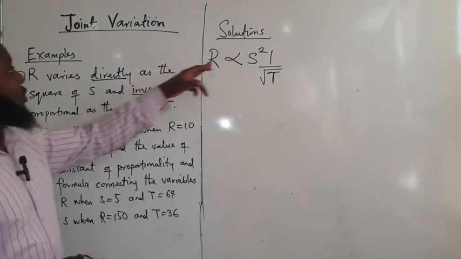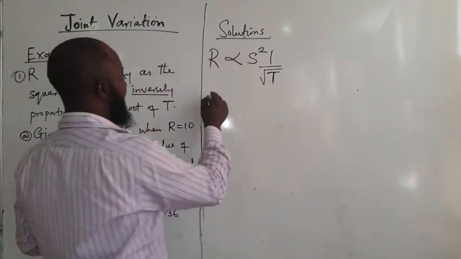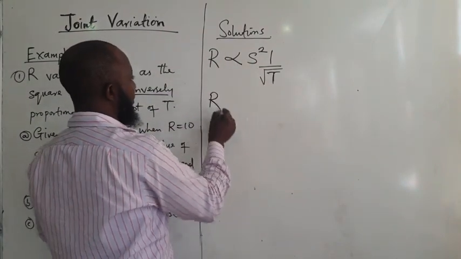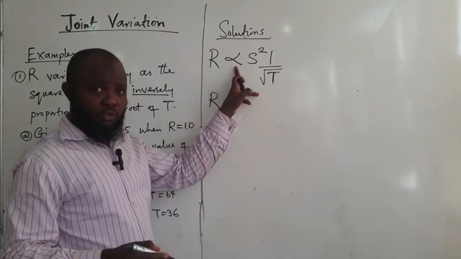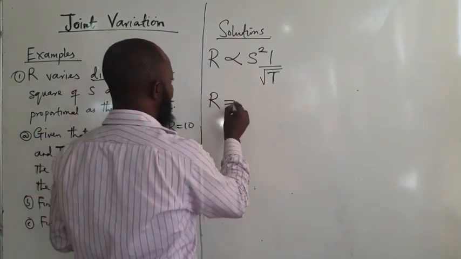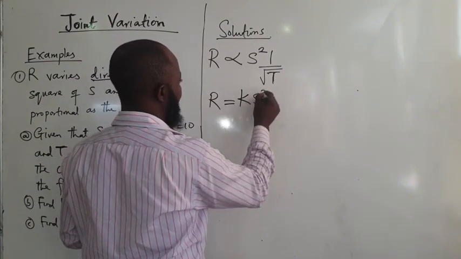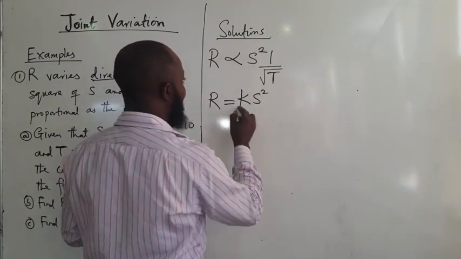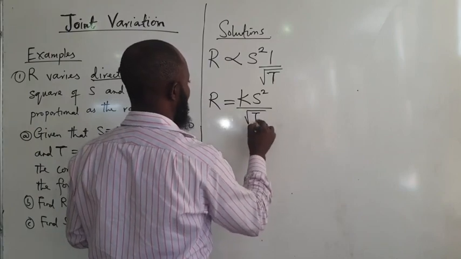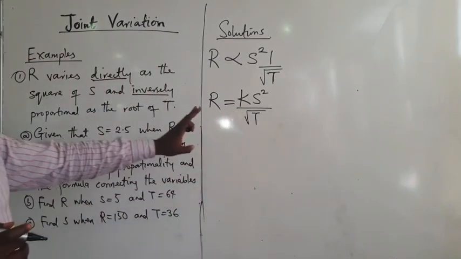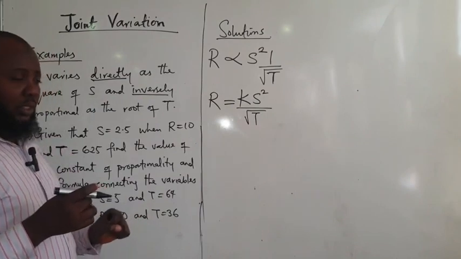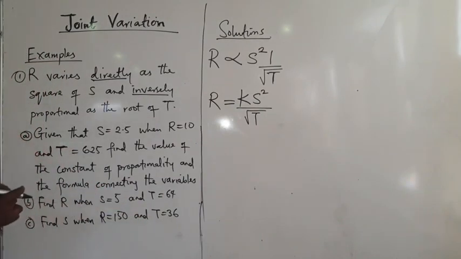The word "and" there means we're going to multiply. So in this case, we change the variation symbol to equals, R equals K times S squared, S squared times 1 is S squared, divided by square root of T. So we have changed it to an equation.